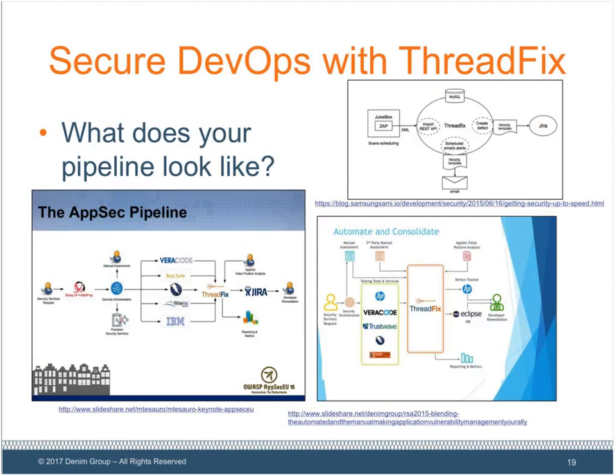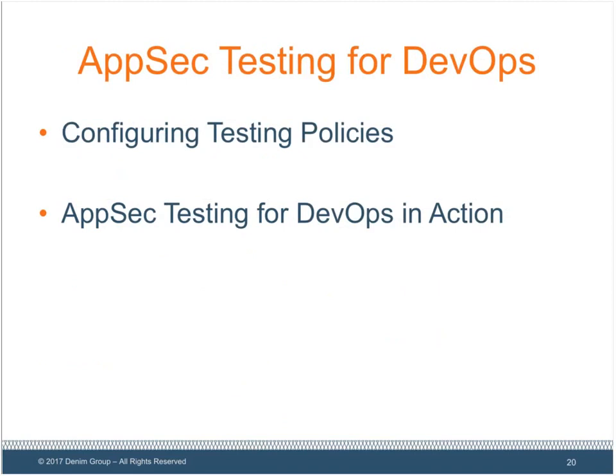That's something we're seeing in a lot of organizations that are looking at how to incorporate security into the DevOps activities they are undertaking. Just to quickly look at what this looks like in ThreadFix, you want to set up a testing policy so that you know what testing is going to be run when, and how to make decisions based off that.